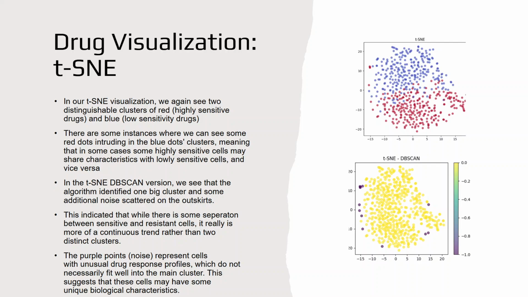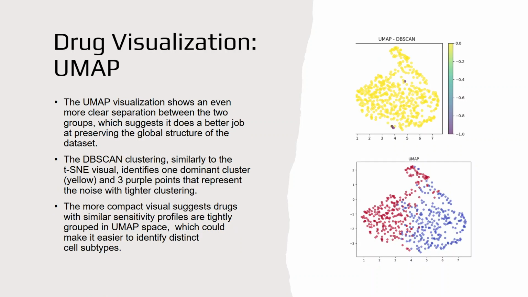In our DBSCAN, we can see one huge cluster and then some purple dots, which indicate noise in the dataset. And that noise is probably just unusual drug response profiles, which do not necessarily fit well into the main cluster, which suggests that these cells may have some unique biological characteristics.